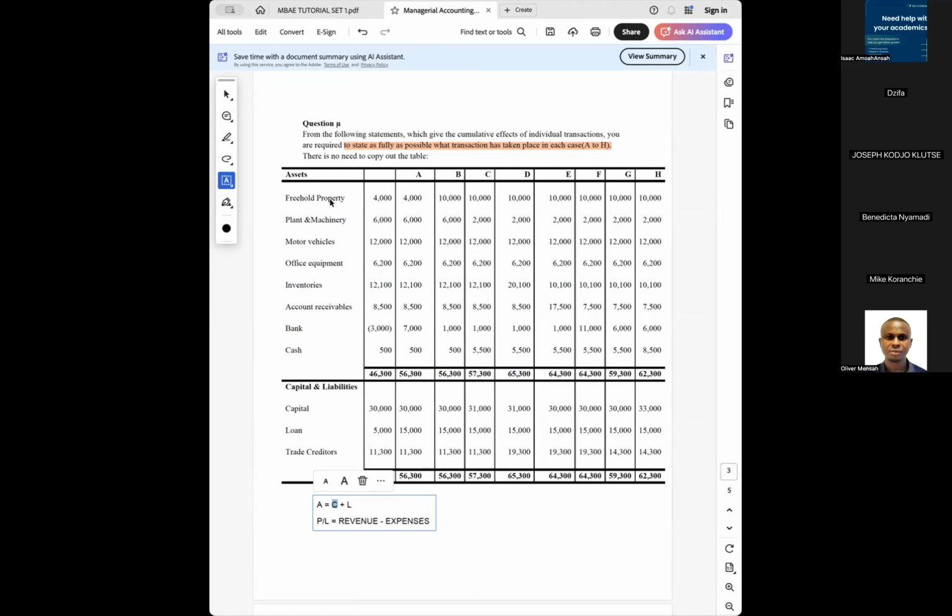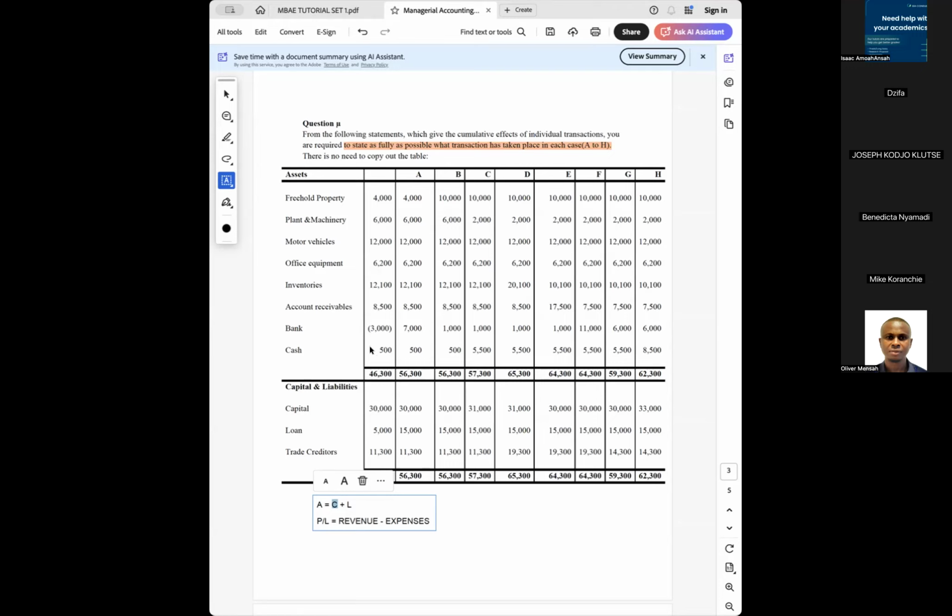So I'm comparing freehold property, 400,000 as against 400,000. So for freehold property, I can say that there was no change. Plant and machinery, there was no change. Motor vehicle, there was no change. Office equipment, there was no change. Inventory, there was no change. Account receivable, there was no change. But for bank, there is a change.